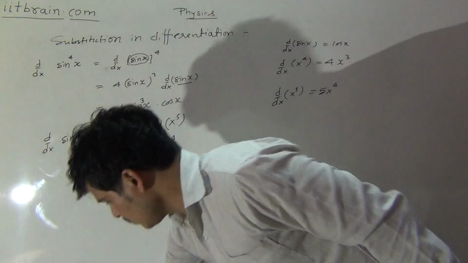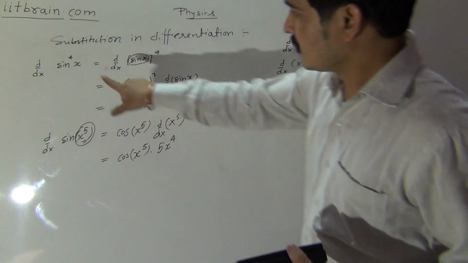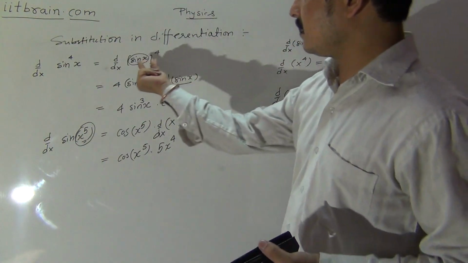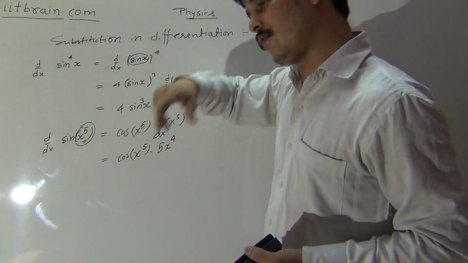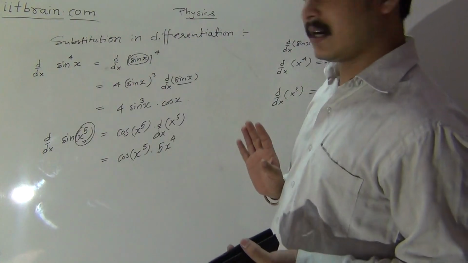Okay, these are the examples based on substitution and differentiation. Sin x to the power 4: in this problem, consider sin x in the place of x. But in this problem, x to the power 5 is considered as x. ये बात क्लैरिटी के साथ समझ में आनी चाहिए.